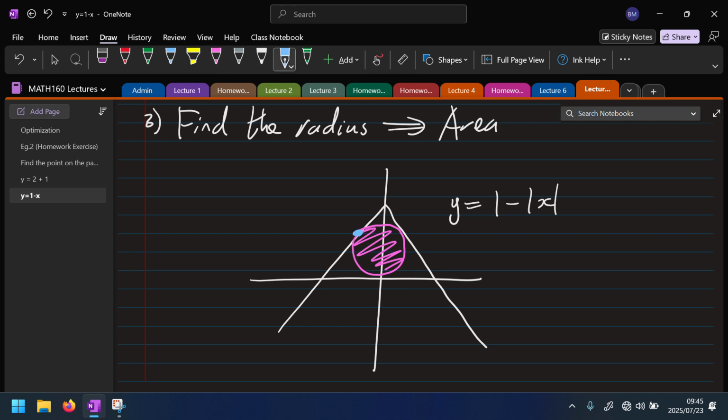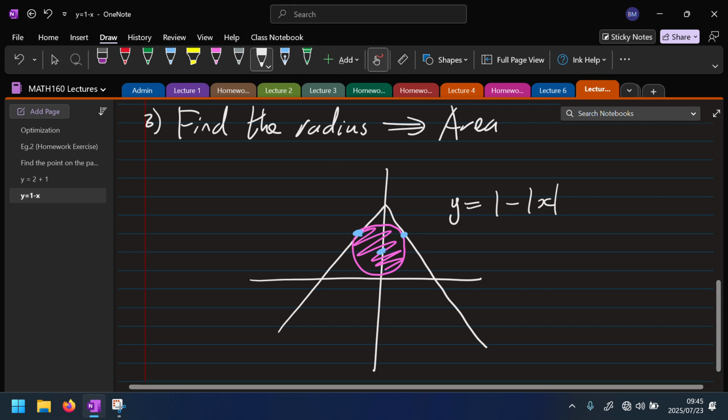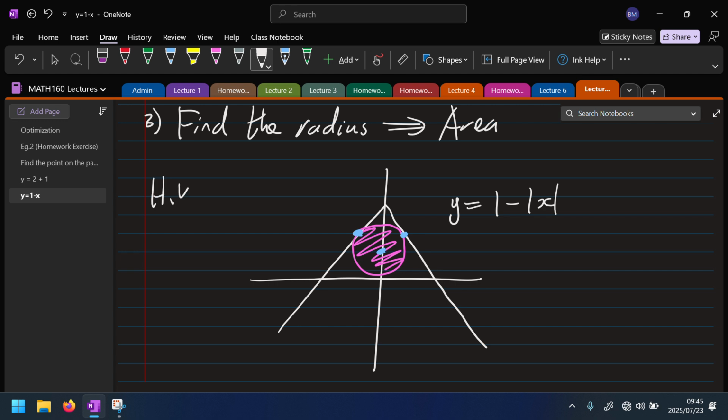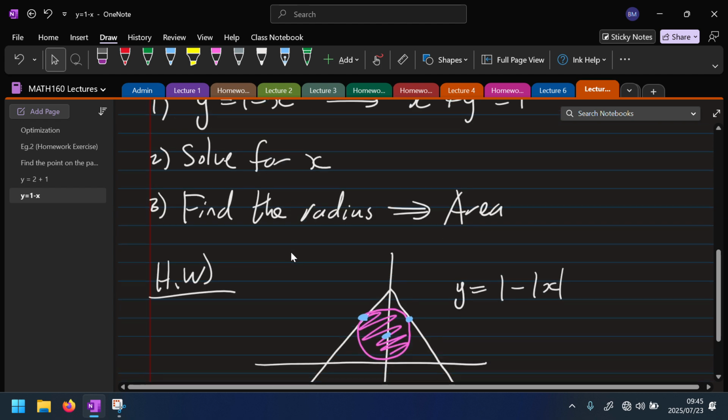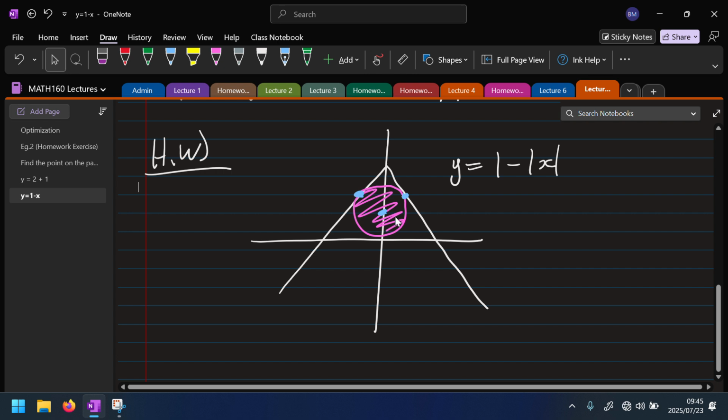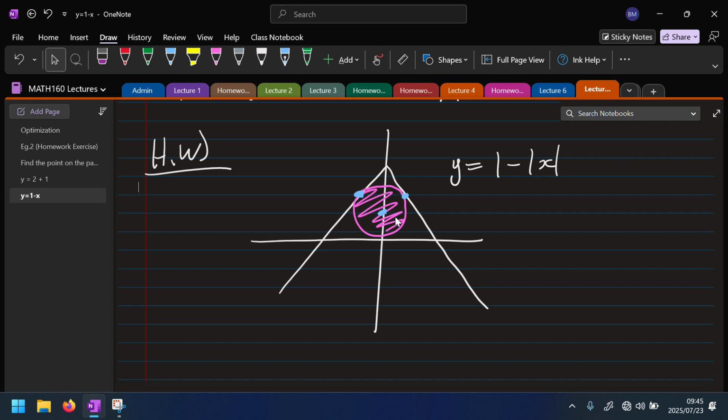Then we can find these points. Okay, we've got some center over there. We can find the radius and then the area. Okay, same idea. Okay, so that will be extra homework. So figure this one out over here, and then the same idea applies to this one here. Okay, any questions? No questions. Okay, we'll leave it at that for today.